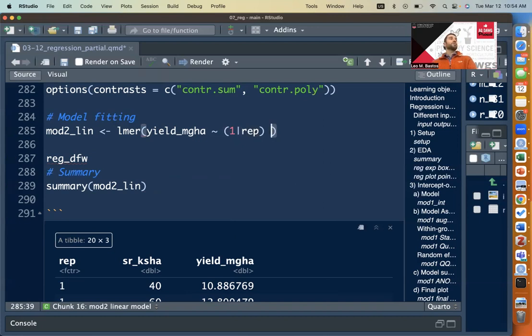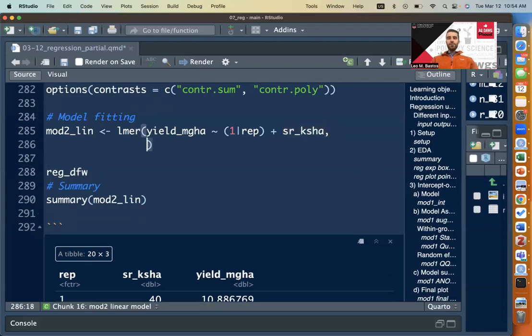And now the difference between the intercept only and the intercept plus slope is that we're going to give the seeding rates in KSHA as our fixed effect part of the model. Right, so this is what determines that now we have an intercept plus slope model, is that we have another variable in this model, and this variable is numerical. This is what's going to give us a slope. If seeding rate was categorical, it would not give us a slope, it would give us the mean of each level of seeding rate. Because seeding rate is numerical, it's going to give us a slope.